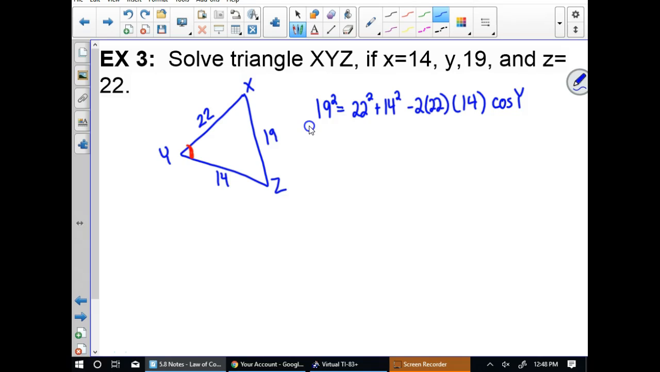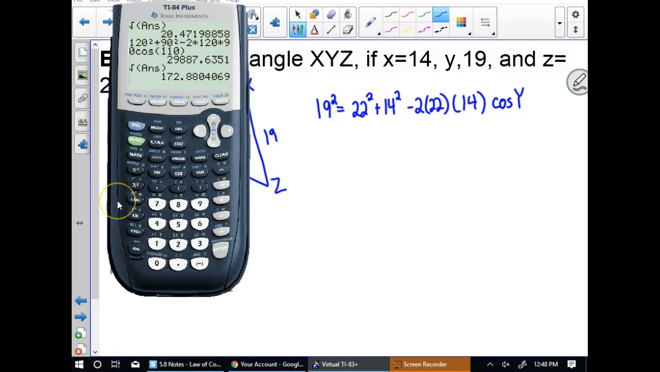This one's a little harder to solve because you can't just type it into your calculator, because your cosine y is over here on the side. You are going to use your calculator to help you, but you can't just go straight to the answer like we did the last one.